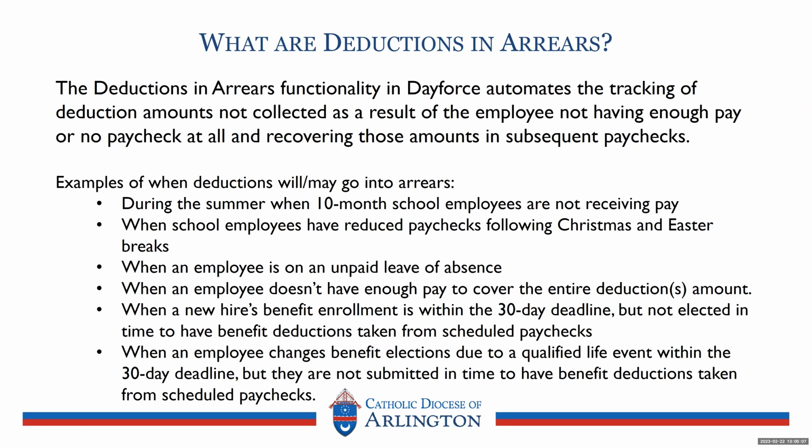We also have times when we have new hires who enroll in their benefits within the first 30 days, but the election is not done in enough time where we can actually take their first benefit deductions from a scheduled paycheck. For example, if an employee is hired at the end of February, they have until the end of March to elect benefits, but their benefits are actually effective March 1st and should start coming out of the next paycheck. And so often they miss that first check, possibly even the second check.